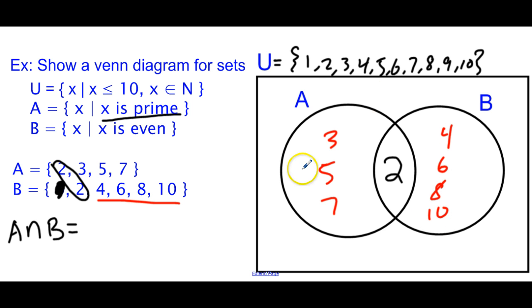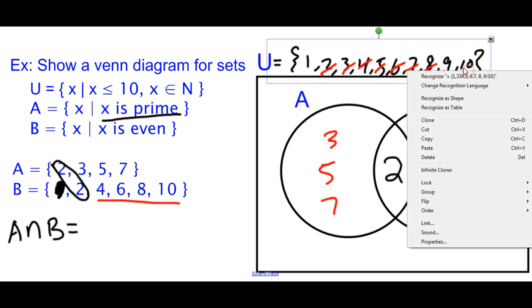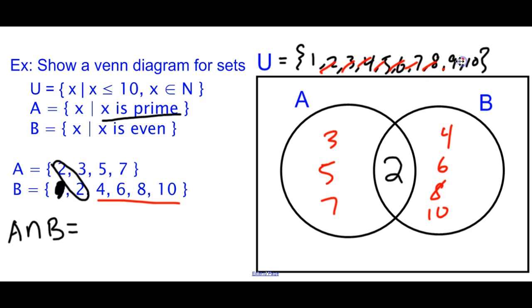The outside numbers are whatever you did not use. So we used 2, 3, 4, 5, 6, 7, 8, and 10. 9 and 1 we did not use, so we're going to put in 1 and 9. This is our set. To recap, start in the middle, see what is in common with both of them. After that, whatever is left over in A, you write in A. Whatever is left over in B, you write in B. Whatever is left over in the universal set, you write on the outside.